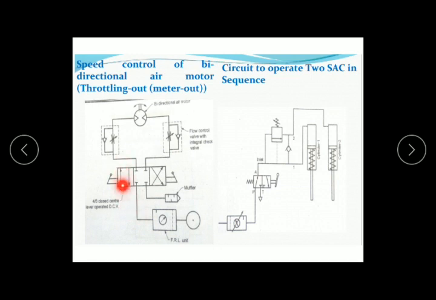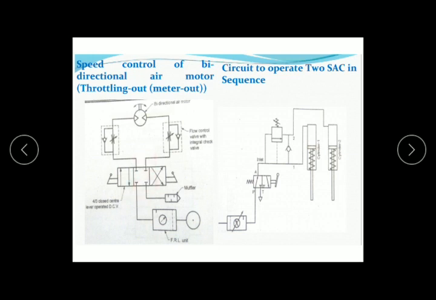In the first stage, the air is passing through the FRL unit to the first position of the bidirectional motor, and you will get the clockwise motion. In the second stage, you will get the anti-clockwise direction. In the center position, you can stop the motor as there is no flow of air through the system, so the motor stops in the center position.